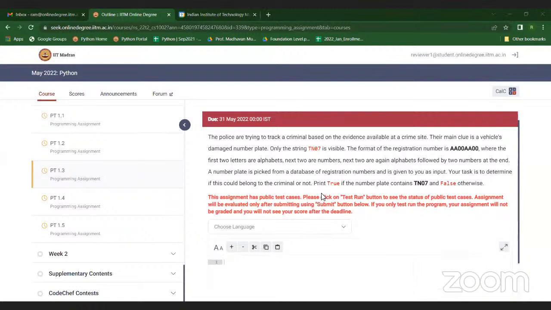It doesn't have to be T somewhere and 0 somewhere and 7 somewhere, right? This TN07 should be together. And it doesn't have to be at the first, it could be at the end also. But TN07 should be together only. All these characters should be together.